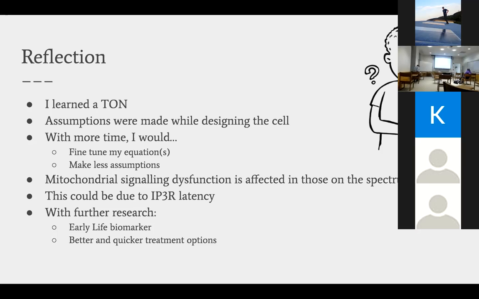In the model that I kind of talked about, with more time, I think that I could definitely fine tune my equations, which we're still working on trying to do, and make less of those assumptions. But maybe in more time, there's more research that I can use as well. But with these results, it is clear that mitochondrial signaling dysfunction is affected in those on the spectrum.